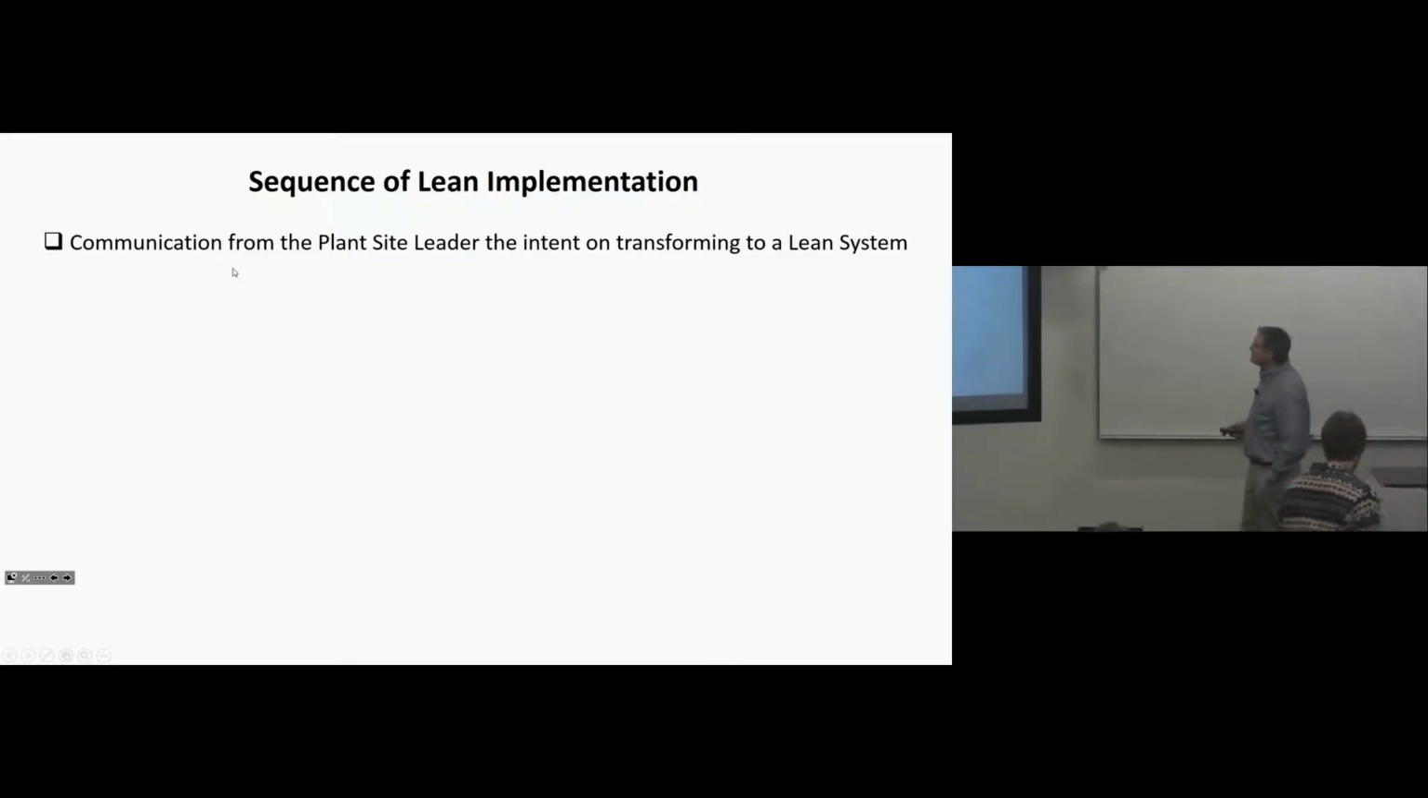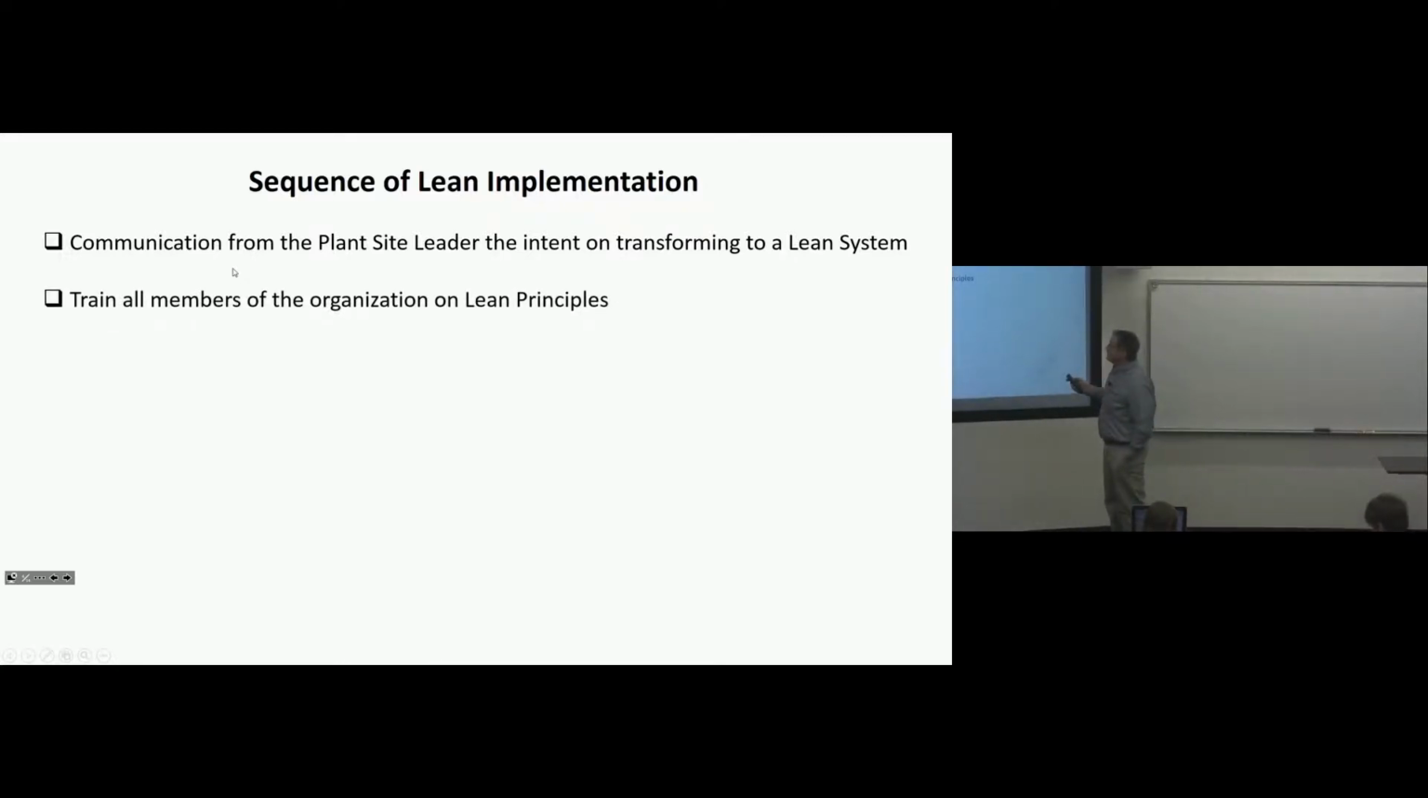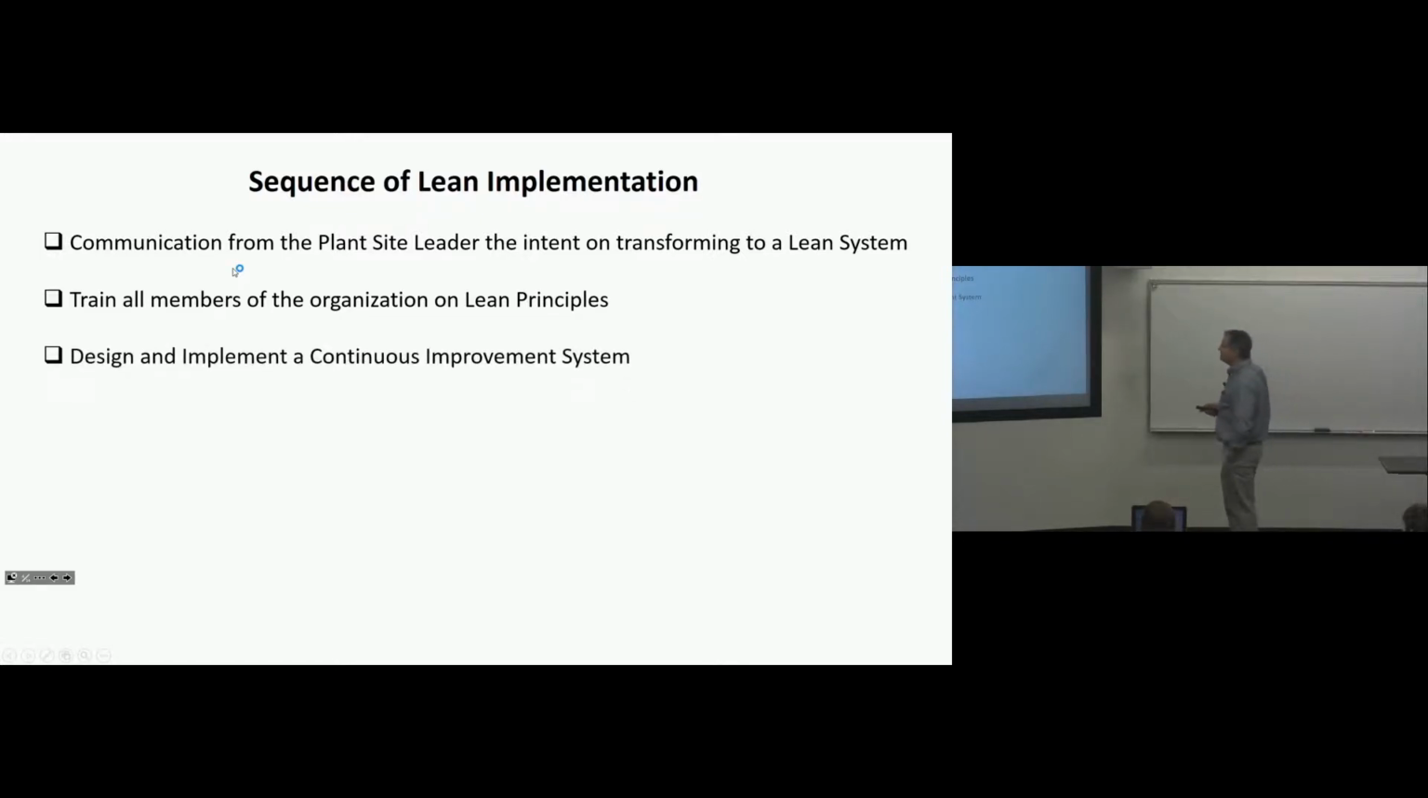So, communication from the plant site leader, the intent of transforming to a lean system. If you recall the lecture on leadership, people buy why we do things, not what we do. So it's really important to communicate a vision from the leadership of the plant, from the plant manager. If he or she delegates that to somebody at a mid-level, it can't work by definition, as far as I'm concerned. Just can't work. Train all members of the organization on lean principles.